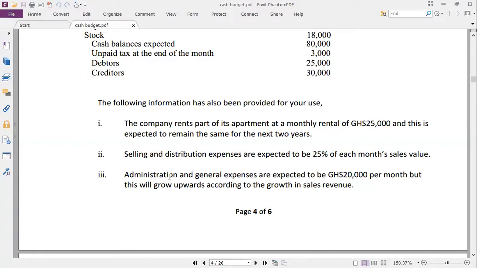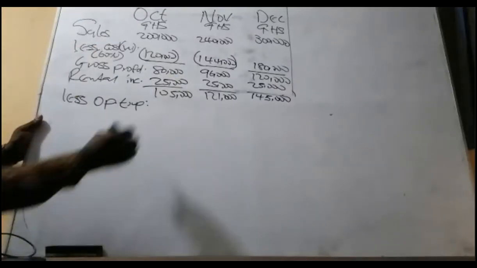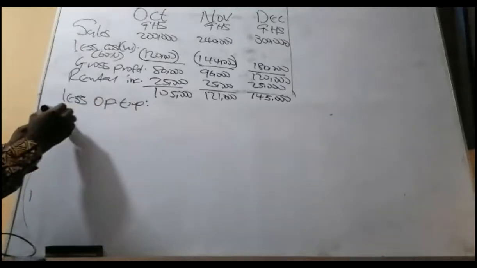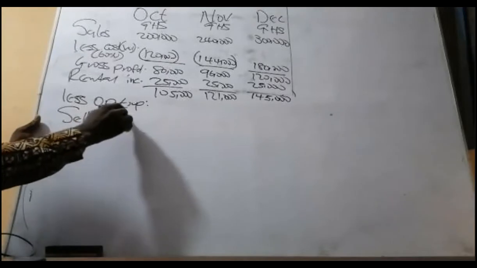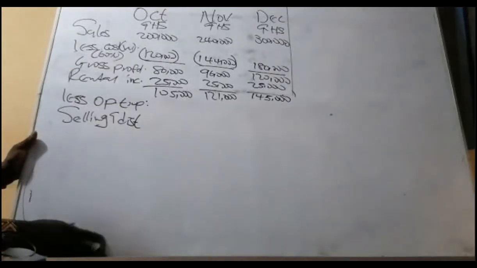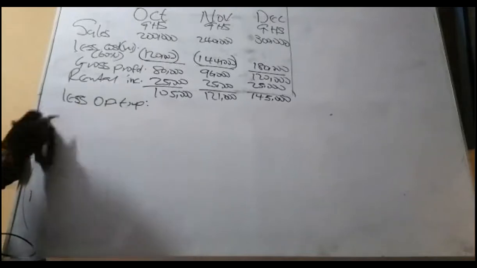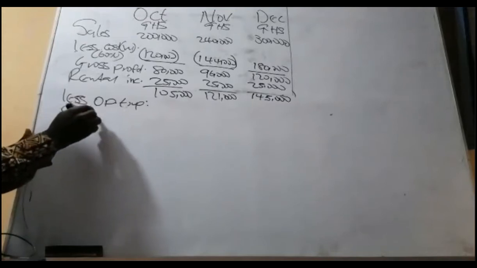They are saying that selling and distribution expenses are expected to be 25% of each month's sales. So let's take 25% of each month's sales. So 25% of 200,000 will give us the selling and distribution cost. So selling and distribution. Kindly find 25%. So that's 50,000, right? Good.